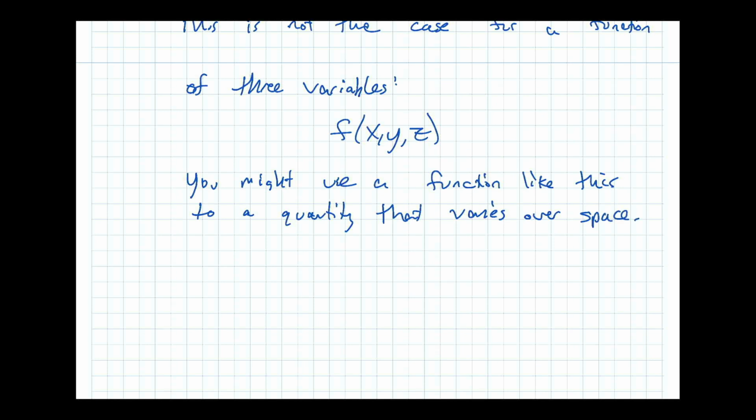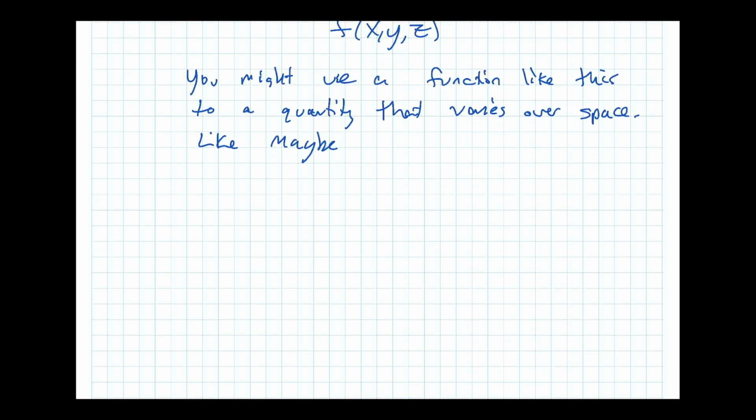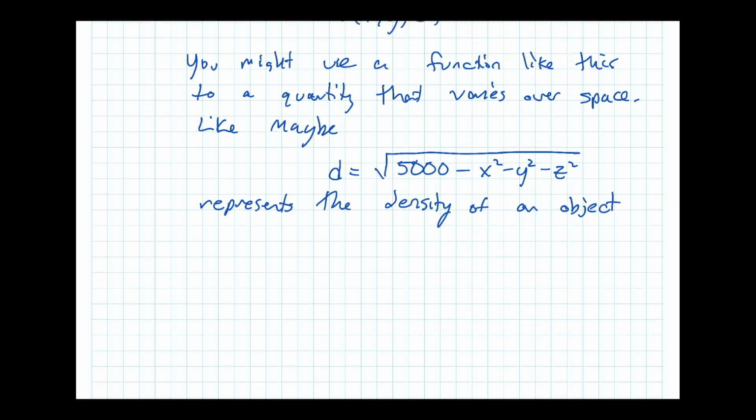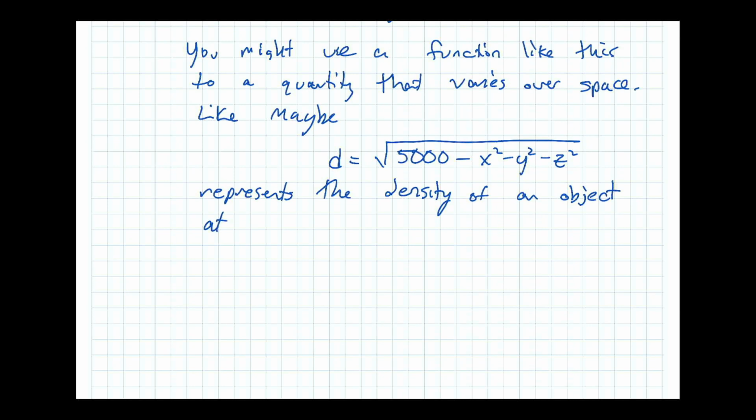Like, for example, d equals, and this is completely made up, but maybe you have something like 5,000 minus x squared minus y squared minus z squared represents the density of an object at each point in 3D space.